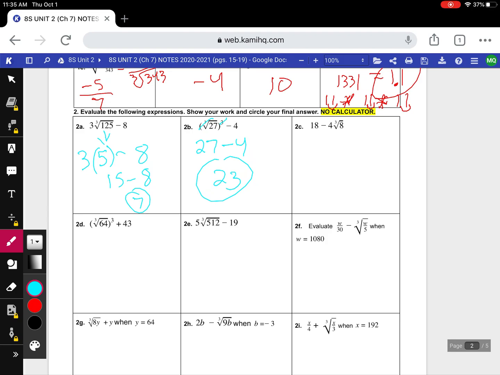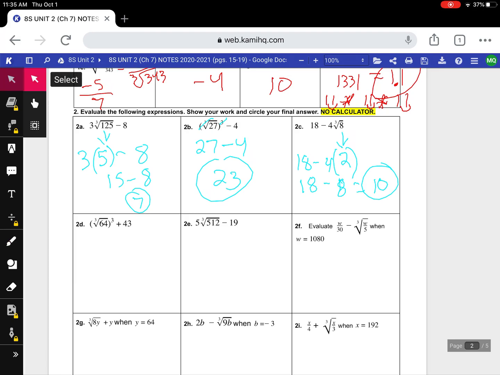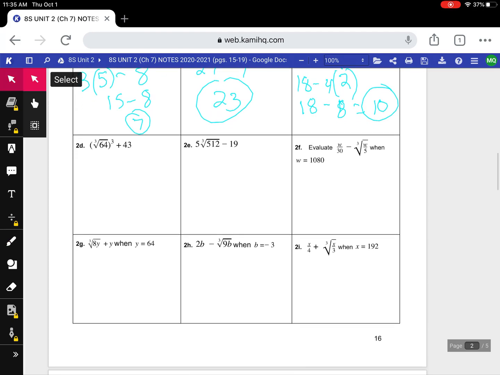Okay, let's see here. We have 18 minus 4 times the cube root of 8. I'm going to deal with that cube root first. The cube root of 8 is 2. Okay, and then I'm going to copy down the rest. 18 minus 4, and that's 4 times. Okay, order of operations, multiplication comes before subtraction. And we should get an answer of 10, okay?